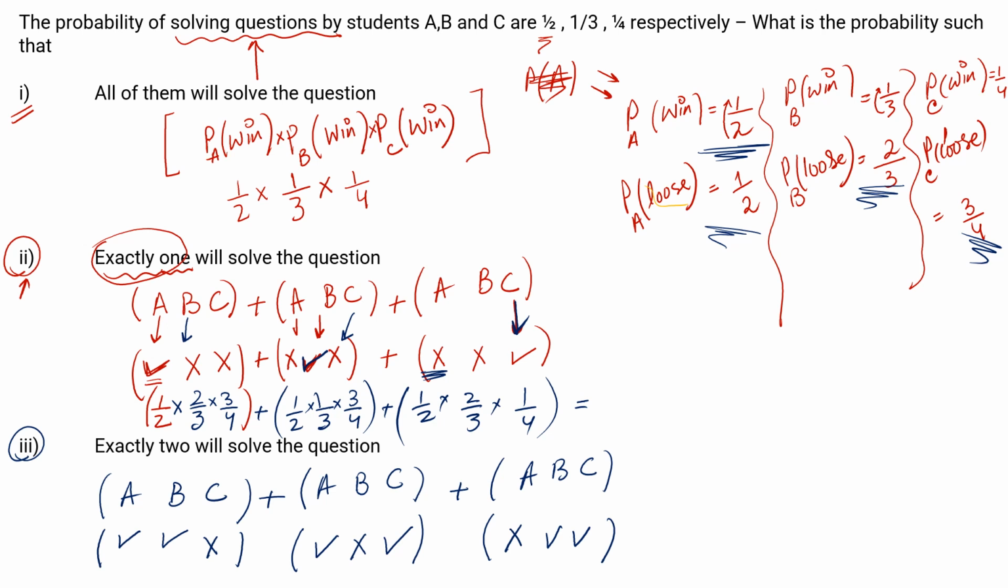are possible. So again, for the right, I am writing the probabilities of winning. For the wrong, I will write the probability of losing. So probability of winning by A is 1 by 2. For B, winning is 1 by 3. For C, losing is 3 by 4.